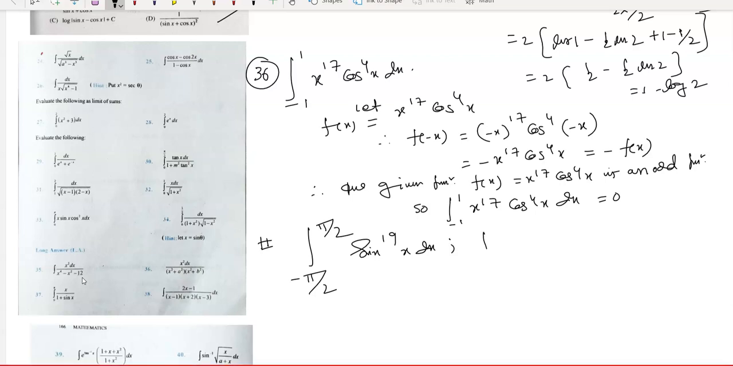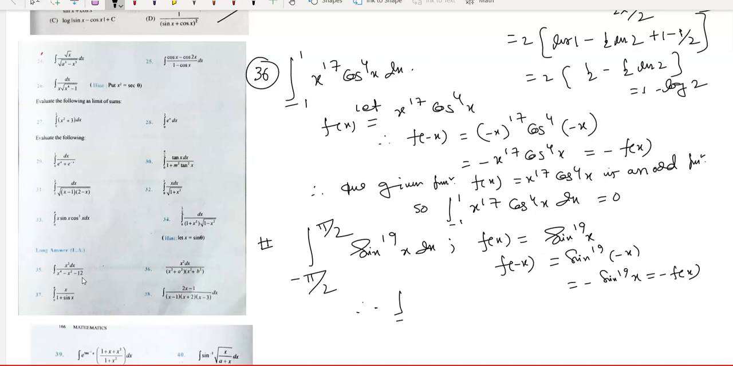So here f(x) is sine to the power 19x. Again, f of minus x is nothing but minus sine to the power 19x. So this is nothing but minus f(x). Therefore, the result is, this is an odd function. Again, the result is going to be equal to 0. Is that clear?